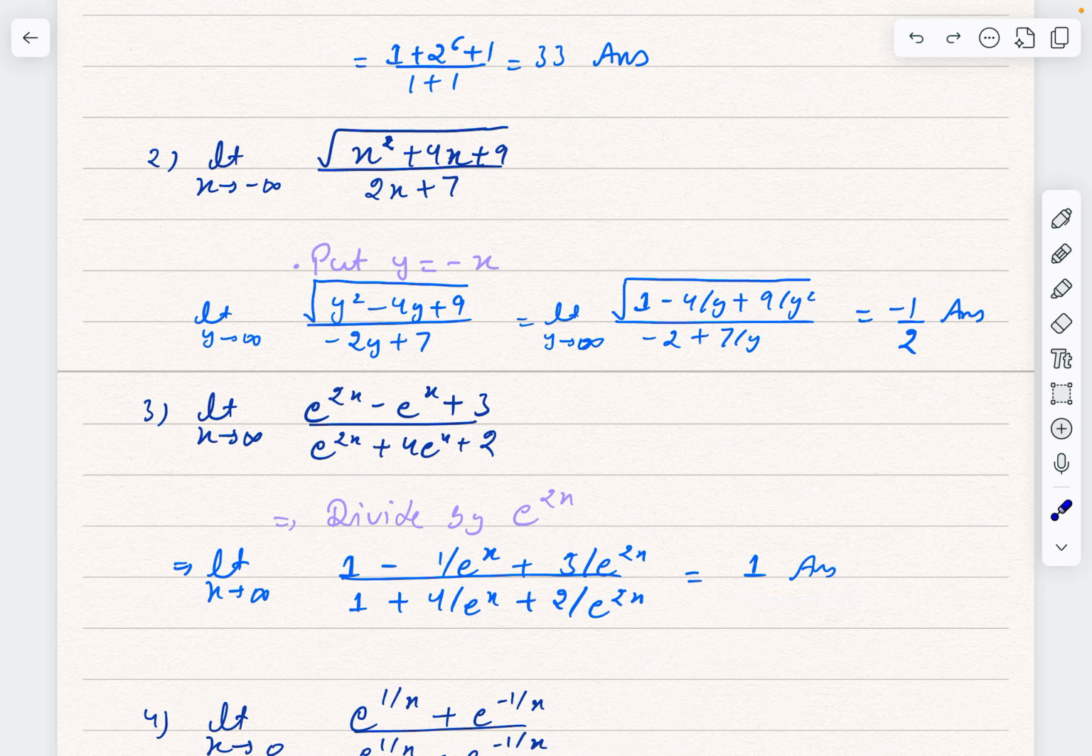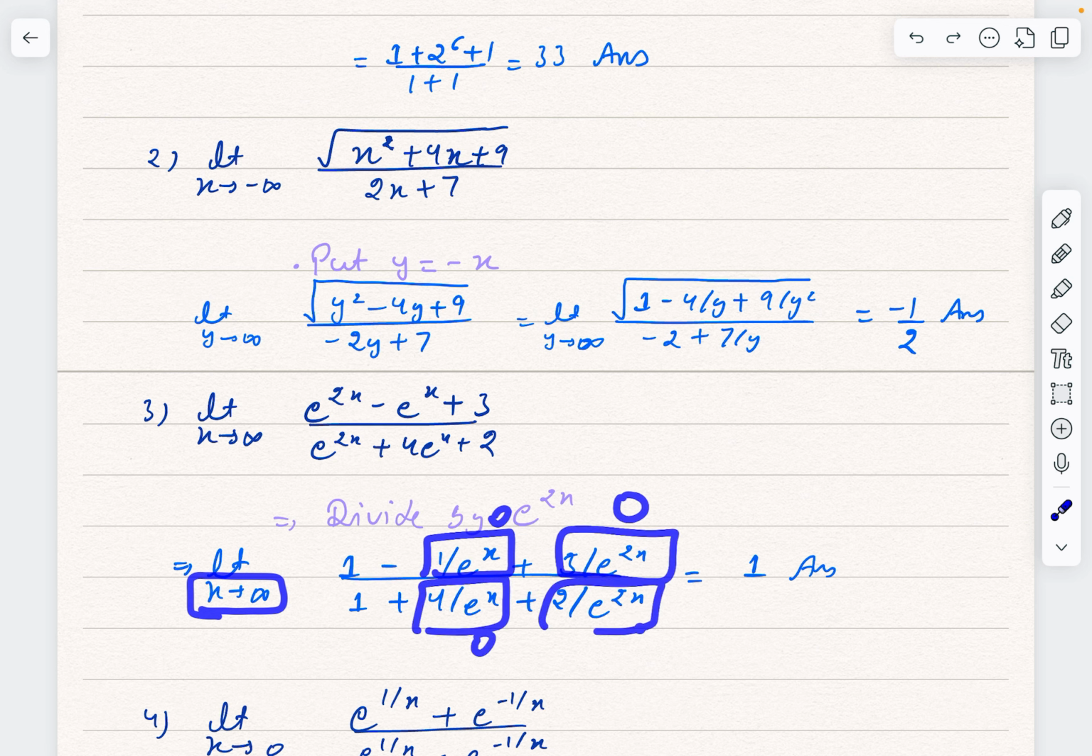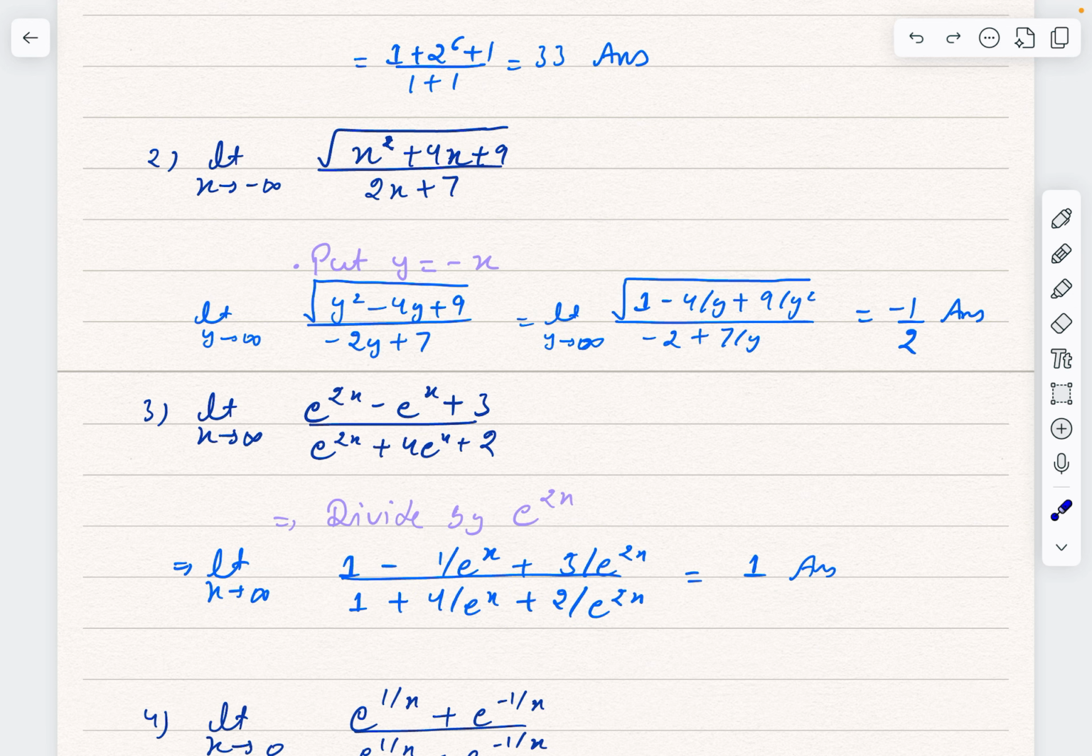What you can do here, see the most dominating term here will be e power 2x. Divide by that. You get 1 minus 1 by e power x plus 3 by e power 2x, divided by 1 plus 4 by e power x plus 2 by e power 2x. When you put x tends to infinity, all these terms will become 0 because e power infinity will be infinity. So the final answer will just be 1. I hope it is clear, guys. Next problem.